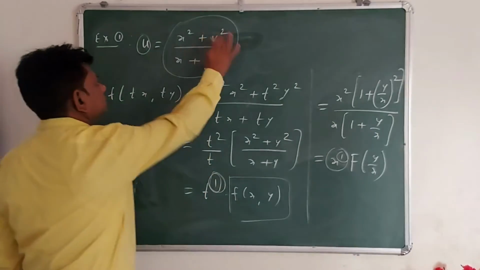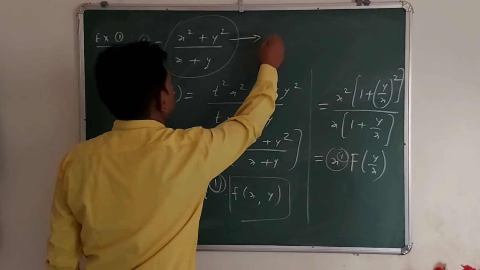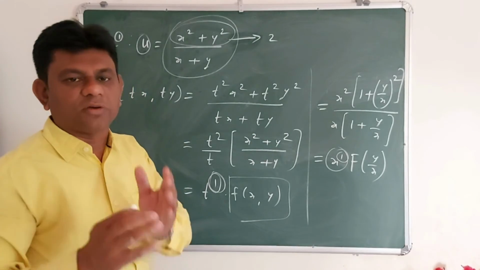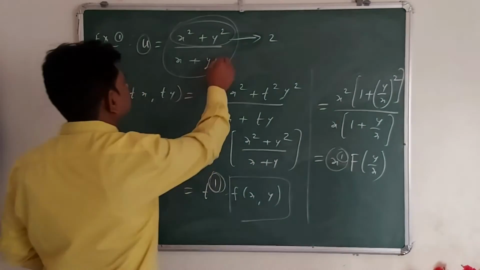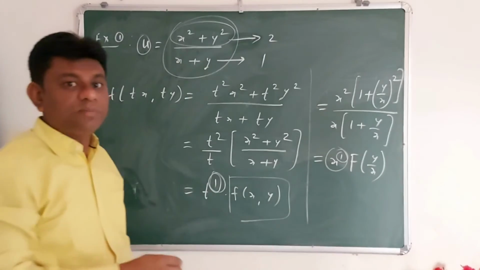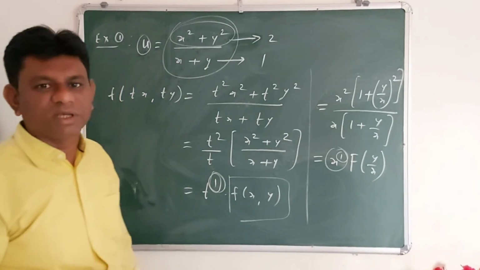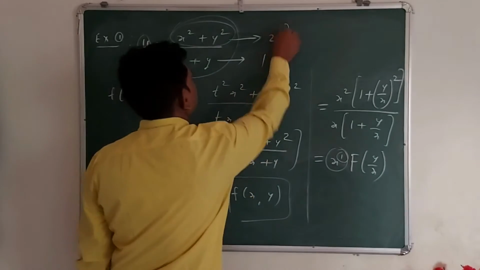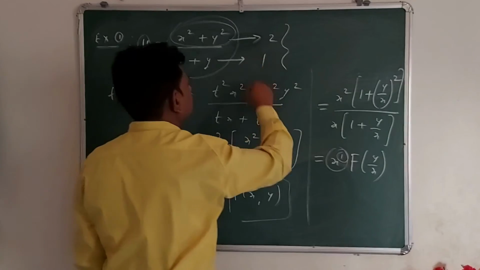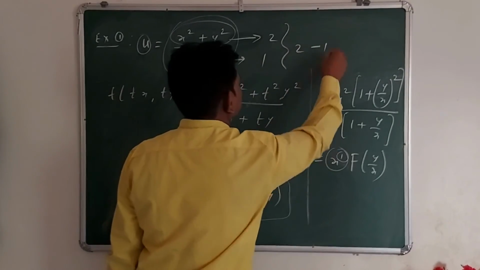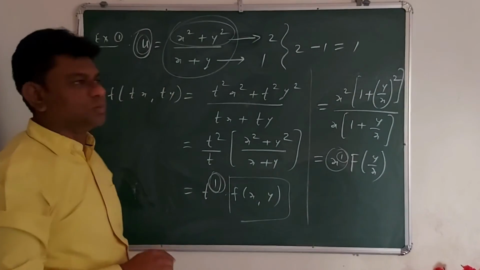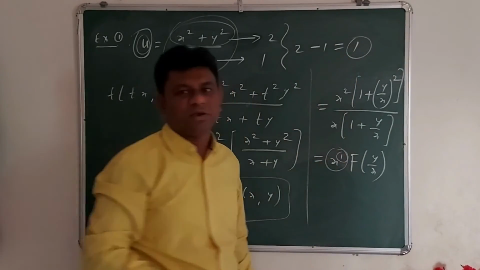Observe that this numerator is a homogeneous function of degree 2 because all its terms are of the same degree. Now similarly this denominator is a homogeneous function of degree 1 because again all its terms are of the same degree and therefore this complete function numerator upon denominator is a homogeneous function of degree 2 minus 1 is equal to 1 and therefore this u is a homogeneous function of degree 1.